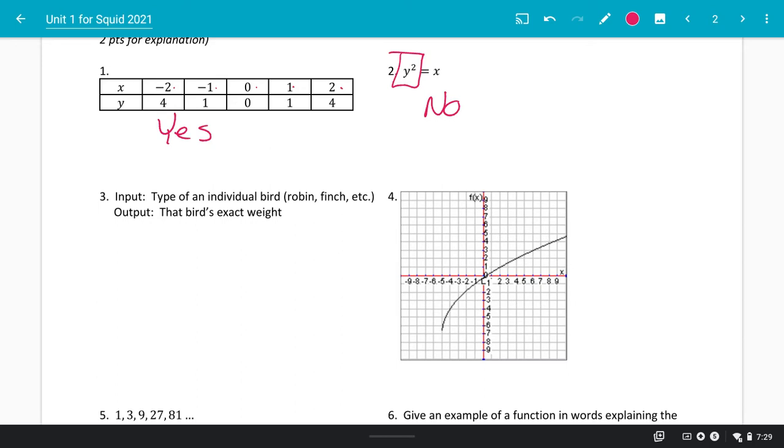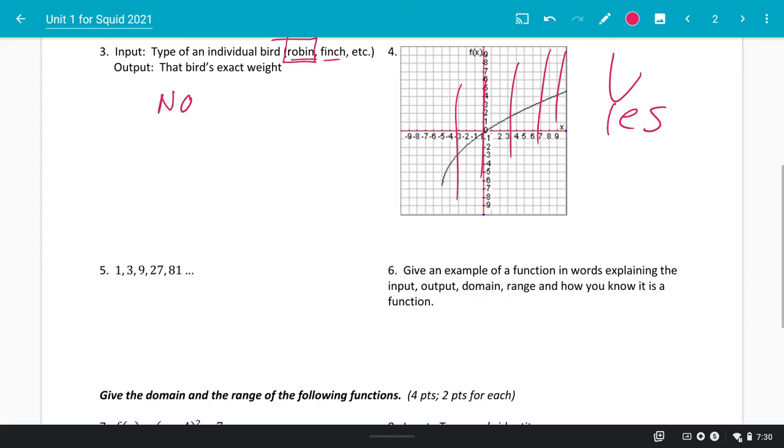Number three, input and output. I'm trying to determine if each input has one output. The input is the type of bird, like a robin, a finch, an eagle, a crow, whatever. That bird's exact weight. So, does every robin weigh the exact same amount? No, it does not. Therefore, this is no, not a function. Number four is the easiest one here. It passes the vertical line test. Therefore, yes, it is a function.